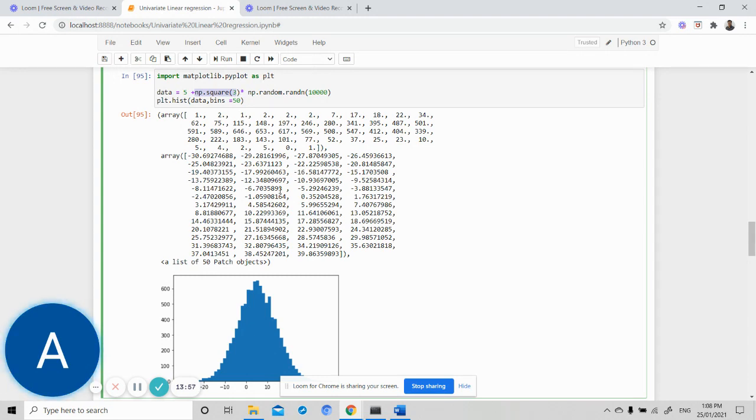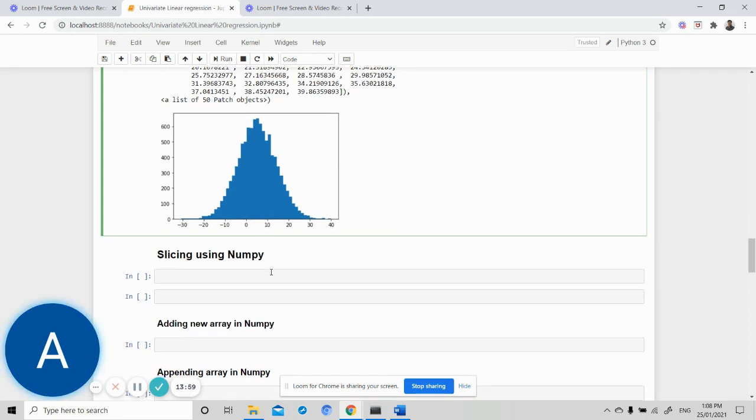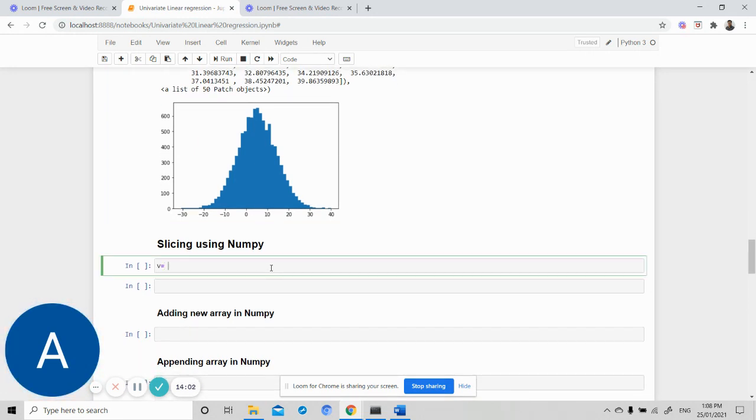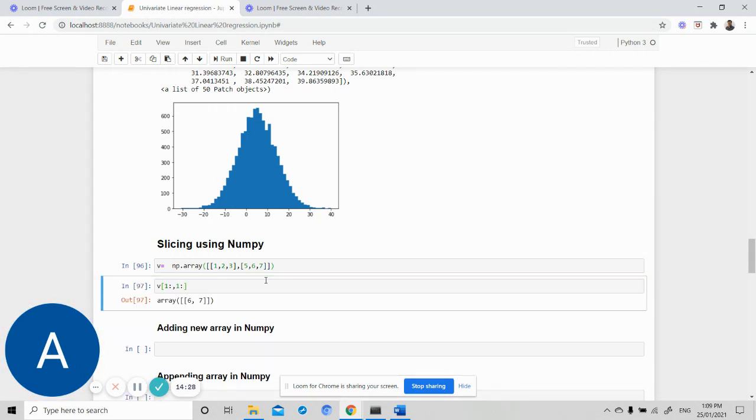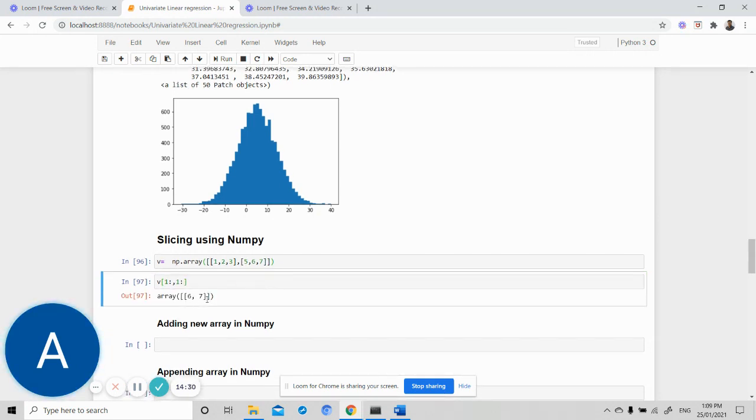Now let's move to slicing. How do we slice our numpy array? These things are all necessary to write machine learning equations. Therefore, I'm explaining these concepts to you. Suppose we have 5, 6, 7. If we take b of 1 comma 1, this gives me 6 comma 7.